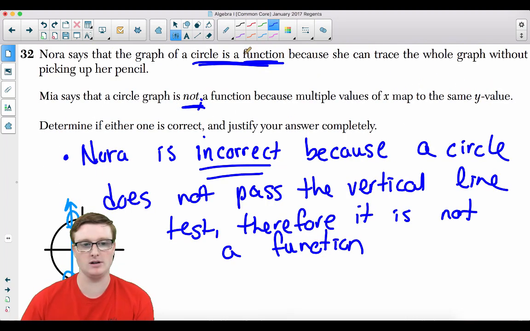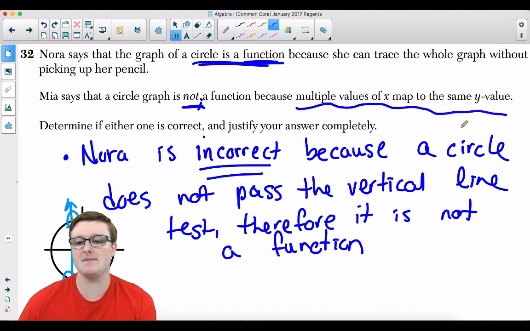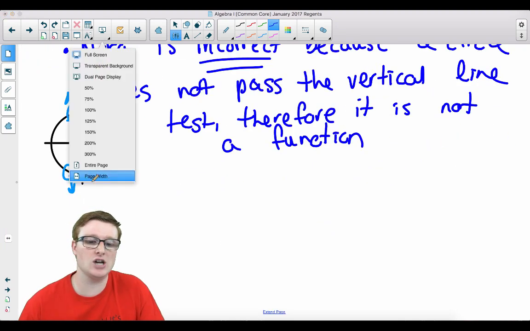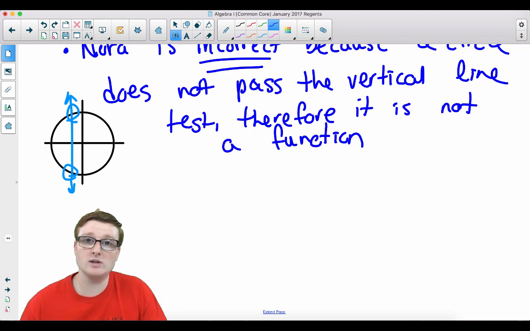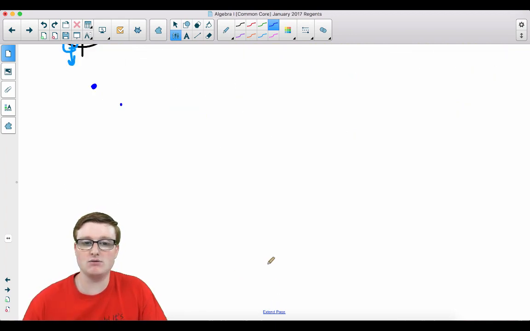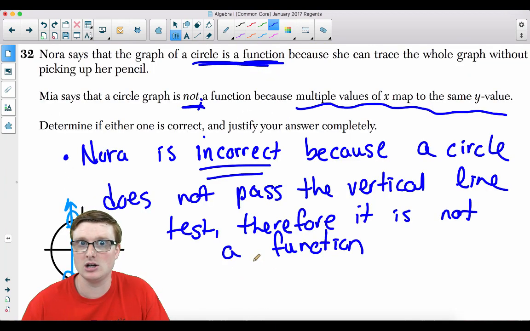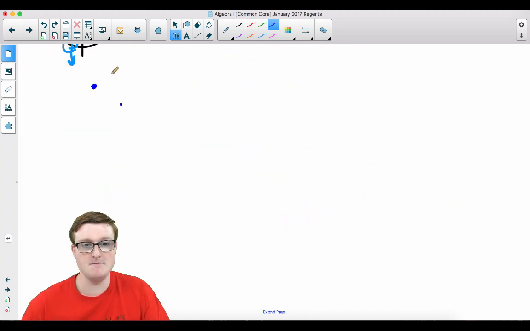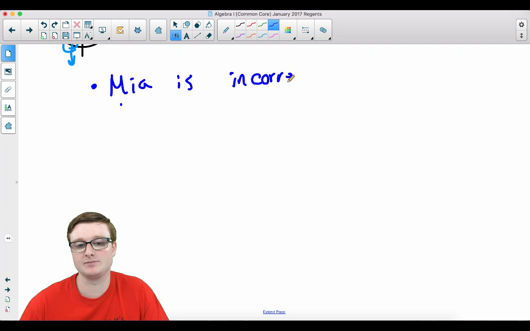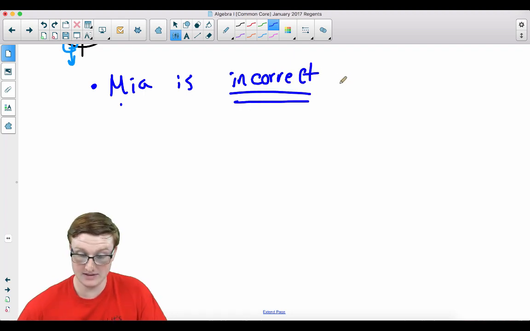Now let's talk about Mia. Mia says that the circle graph is not a function. Is she correct with that? Yeah, she's correct. But then look at her reasoning. Multiple values of x map onto the same y value. Ladies and gentlemen, this question was difficult because if you wrote that Mia is correct, you're wrong. Mia is incorrect as well. They're both incorrect. And this is why.